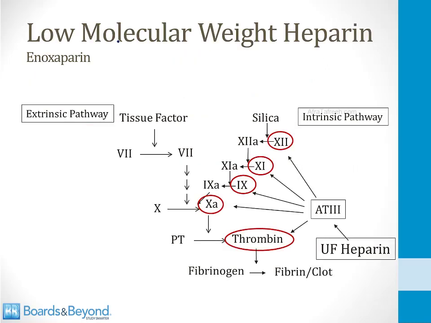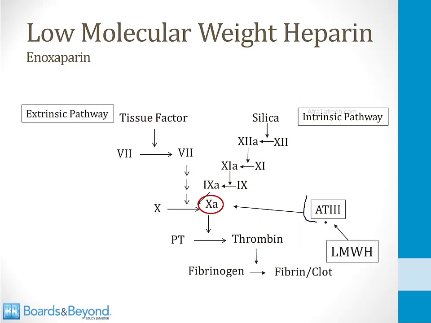Now let's talk about low molecular weight heparin, which is also called enoxaparin. Remember I told you before that unfractionated heparin works through antithrombin 3 and inactivates all of these factors in the coagulation cascade. Well, low molecular weight heparin also works through antithrombin 3, but by using only the low molecular weight polymers of heparin, the effect is limited to factor 10A. So low molecular weight heparin will only inhibit factor 10A.